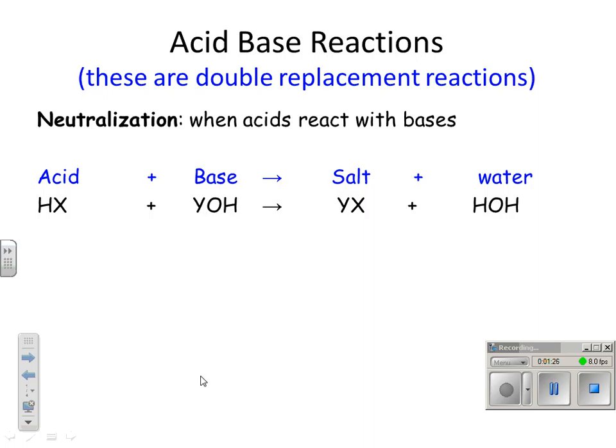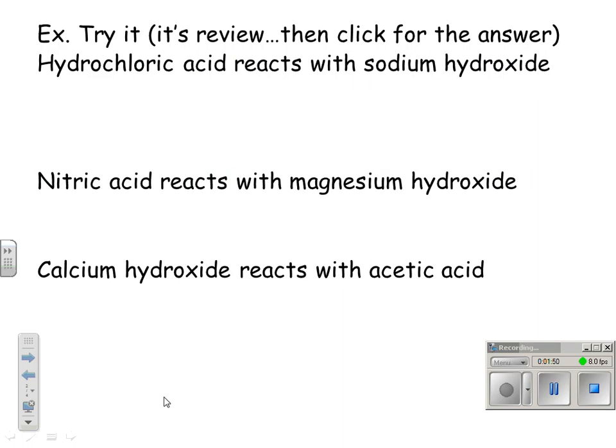So I'm going to give you some time here to do practice, and then you can check your answers. But I'm not going to go over how to write the formulas and predict the products for the equation again. So just a quick reminder that we crisscross charges to get formulas for compounds that contain ions. So hydrochloric acid reacts with sodium hydroxide, nitric acid with magnesium hydroxide, and calcium hydroxide with acetic acid.